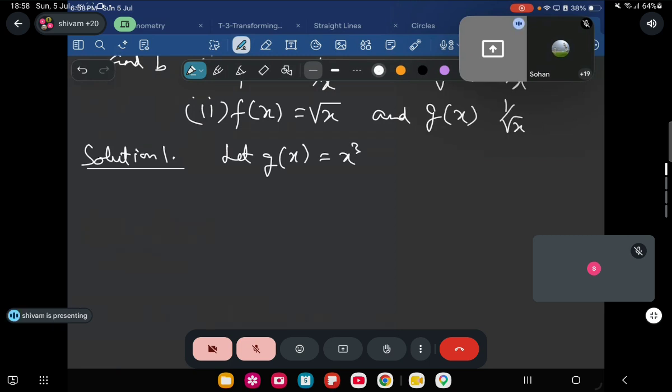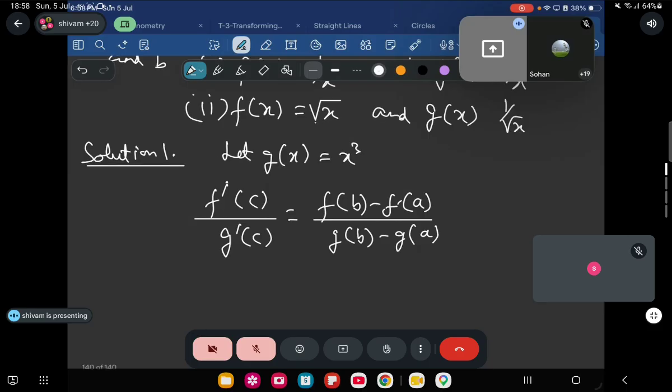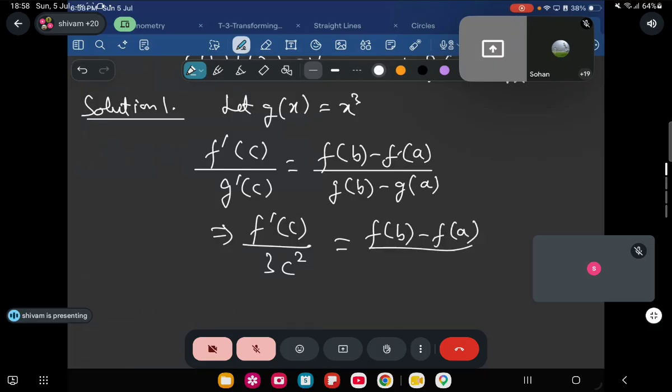So everyone, what do we get? F dash x by g dash x. There exists some c such that f dash c upon g dash c is equal to f of b minus f of a upon g of b minus g of a. F and g both are continuous and differentiable. So from here, f dash c by 3c square is equal to f of b minus f of a upon b cube minus a cube.